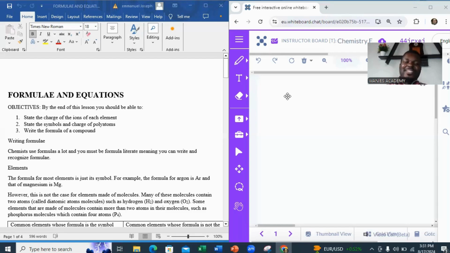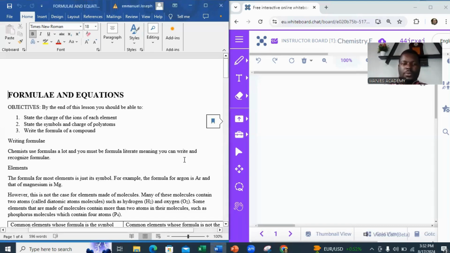So the objective of today's lesson will be to determine the charge of an ion, state the symbol and the charge of a polyatom, and finally, to write the formula of a compound. You were also familiar with molecules when we treated diatomic and polyatomic molecules. Take, for example, hydrogen, oxygen, and the halogens. All exist as diatomic molecules.